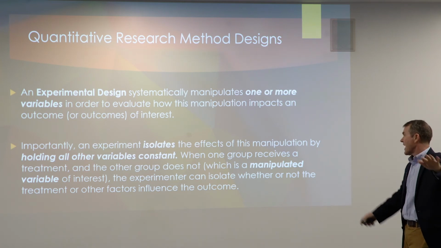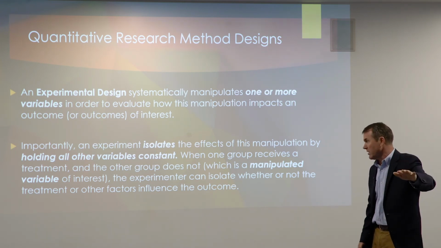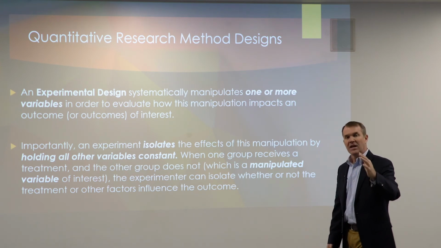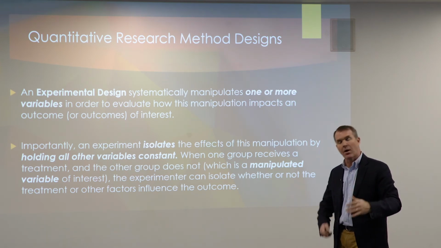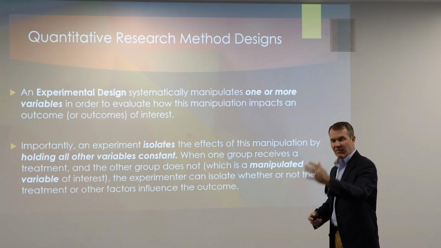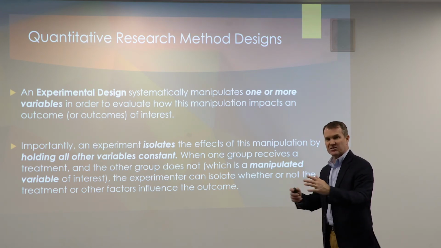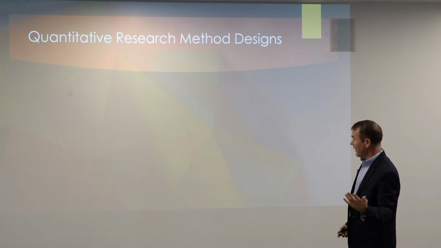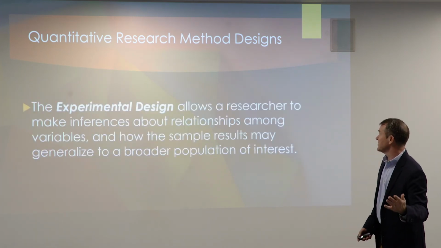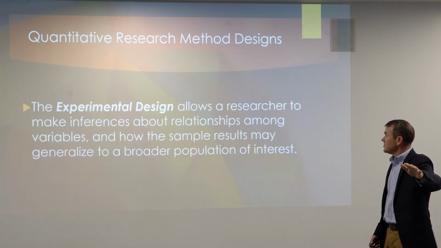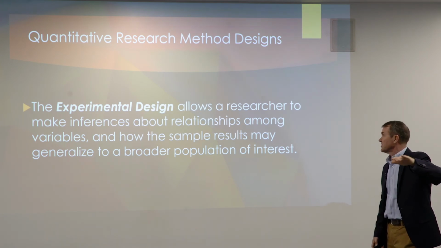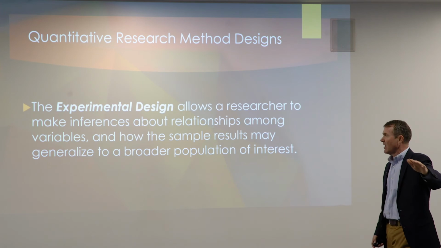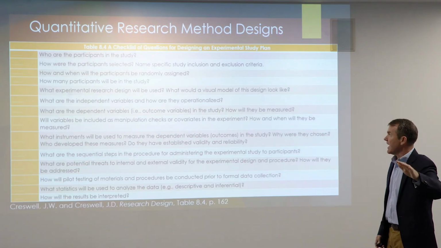The experimenter can isolate whether the treatment or other factors influenced the outcome. Experimental design is what most of us think about. You have an idea and a hypothesis, you get a sample group, you test it, and then you report the data. And I know we're kind of short on time. Experimental design allows the researcher to make inferences about relationships among the variables, how they are all related together.